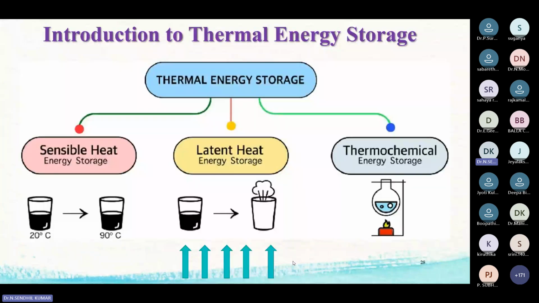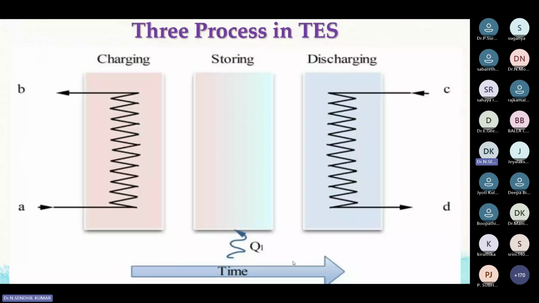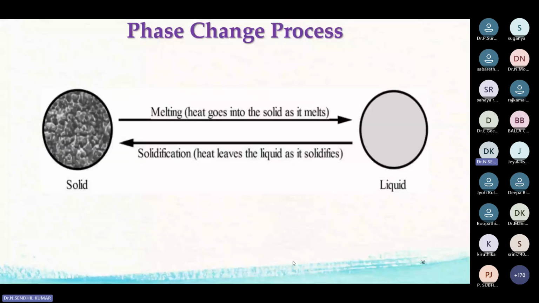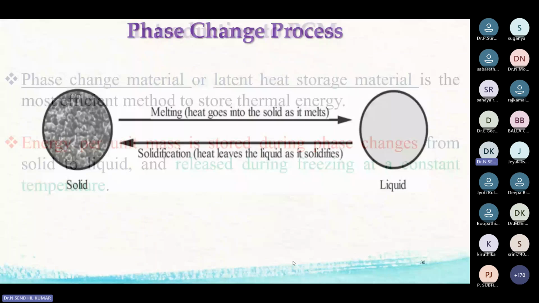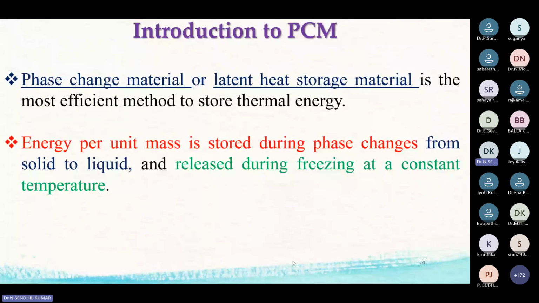I will go a little bit faster on thermal energy storage. Thermal energy storage means at one time it will be charging and at another time it will be discharged, in a short duration of time. Let us take a solid phase change material. During melting, whenever heat is there, it will absorb the heat so that the solid will become liquid. And whenever the liquid transfers the heat to another medium, the liquid will become solid, and at that time it will release the heat. That is called the phase change process. So phase change and latent heat storage are the same. A phase change material or latent heat storage material is more efficient at storing the heat and then releasing it.